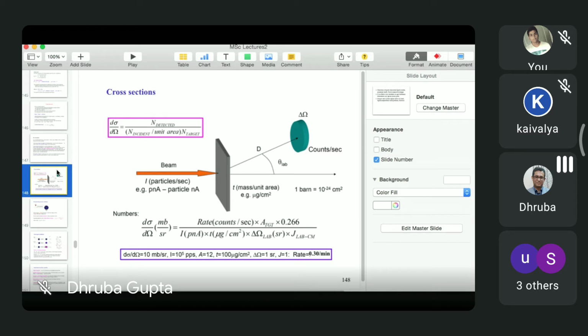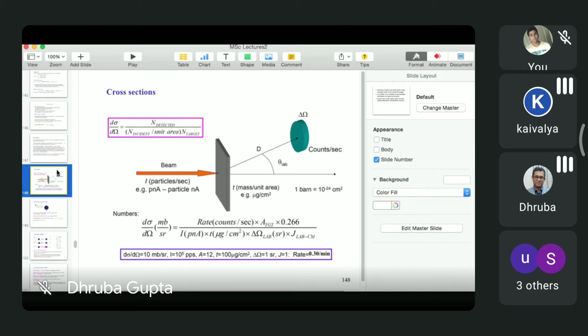Now if I increase the opening of the detector, say, for example, instead of delta omega, the detector subtends an angle of twice delta omega at the target. So if the solid angle is more for the detector, then the rate will be more, that is, more particles will fall because it is a bigger detector. So if the solid angle is more, the rate will be more.